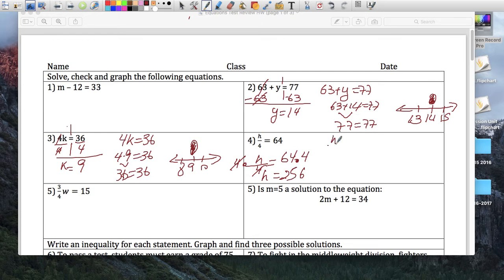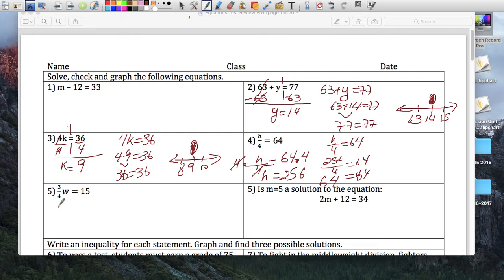So h divided by 4 equals 64, or 256 divided by 4 equals 64. Is that true? Let's see. 4 goes into 25 six times, 1 left over, and bring down the 6. 4 goes into 16 four times. So it is 64 equals 64.